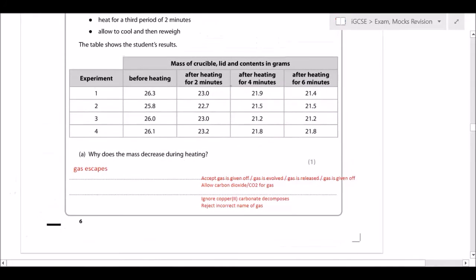And the reason for that is, if you have a look at your table up here, experiment 1, the masses after 6 minutes are still going down. So 2, 4 and 6, none of those are the same. If you look at all of the other experiments, this is the same as this, and this is the same as this. That's telling you that the mass is staying the same, and therefore the reaction has ended.